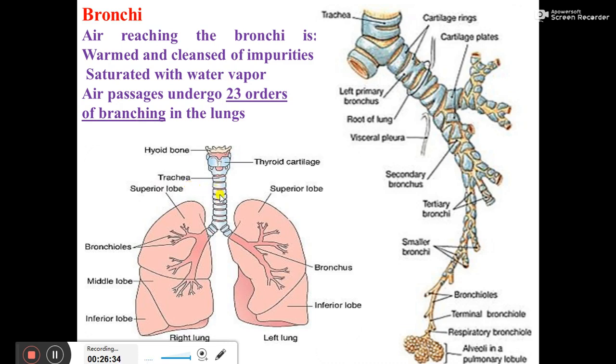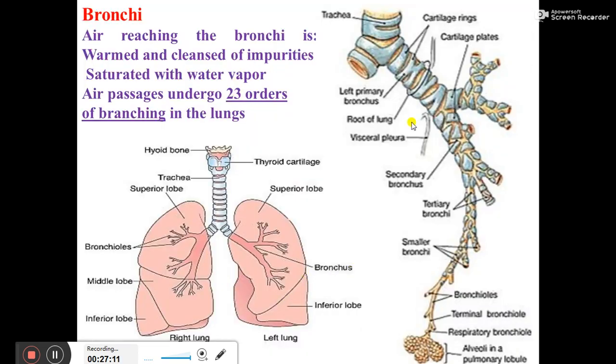Now you know that the trachea further bifurcates into the primary bronchi, which enter into the respiratory zone. The primary bronchus again divides into secondary bronchi, and each secondary bronchus enters into the respective lobes of the lungs. The secondary bronchus again divides into tertiary bronchi, and then into bronchioles, and bronchioles into the terminal bronchioles, then respiratory bronchioles, and ultimately into the alveoli.